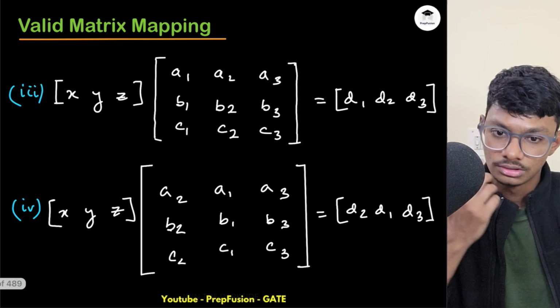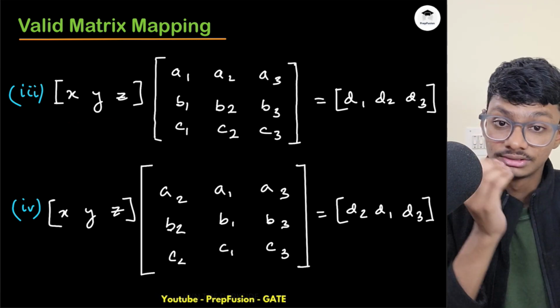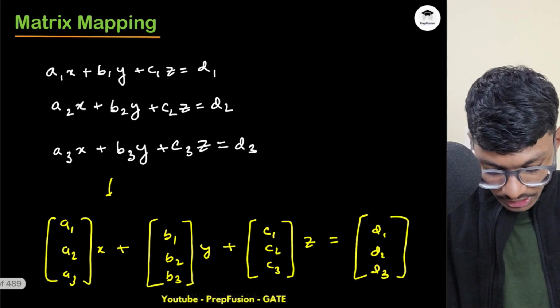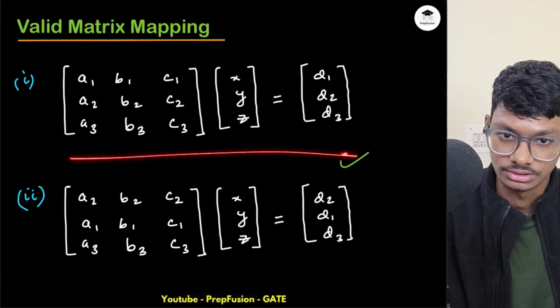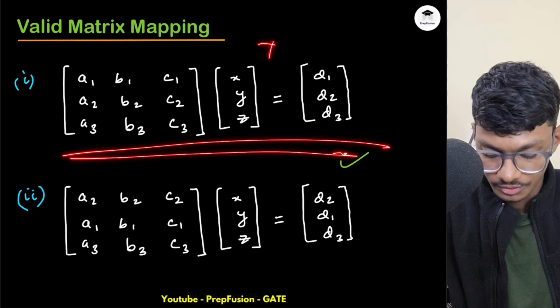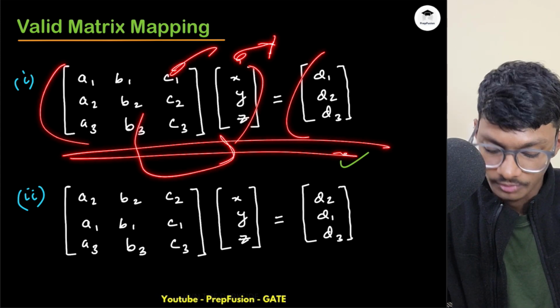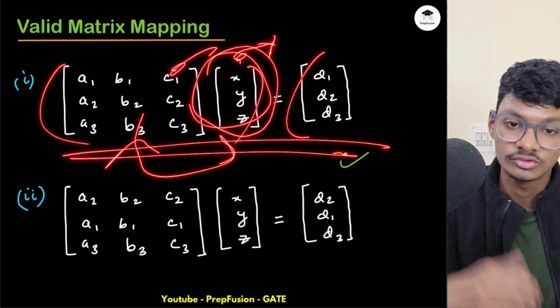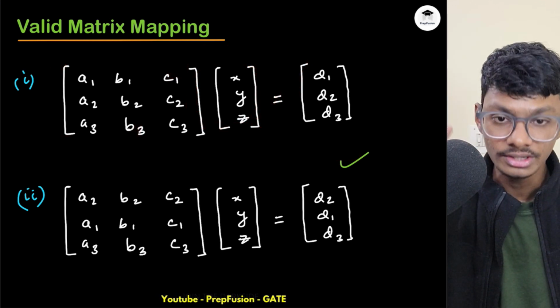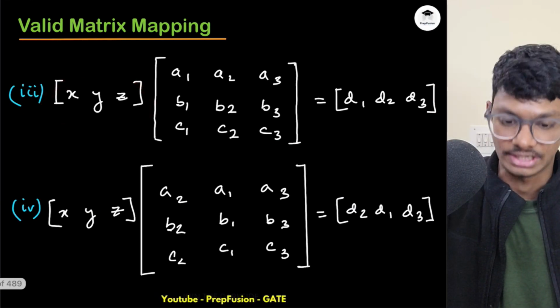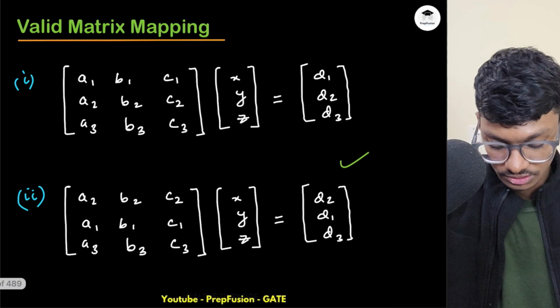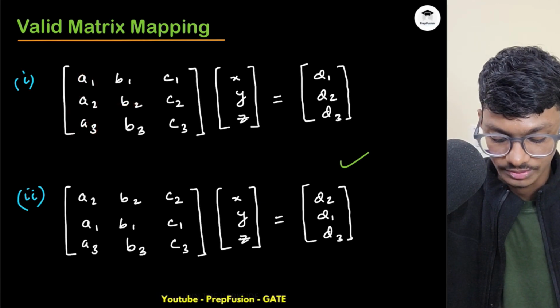Now let's go to the third one. This is also a valid matrix mapping. What I am doing is just taking the transpose of this whole equation. If I take the transpose of this whole equation, what will happen? This transpose will come inside, and they will swap their places. If I do the transpose of a column matrix, it will become a row matrix. That is exactly what has happened: x, y, z. And if I do this transpose, basically the columns become rows and rows become columns.